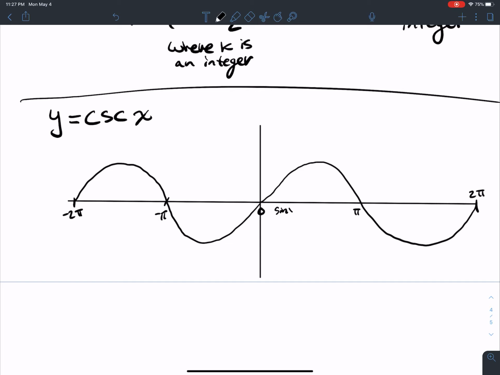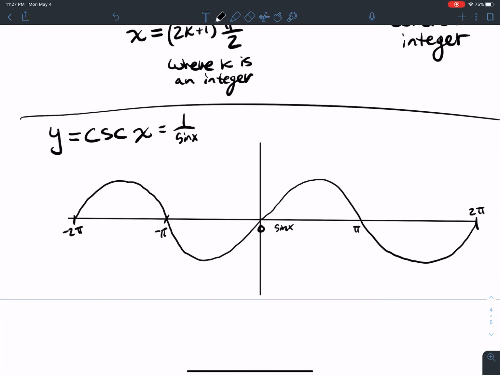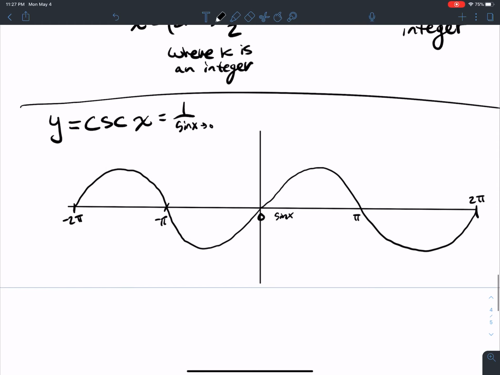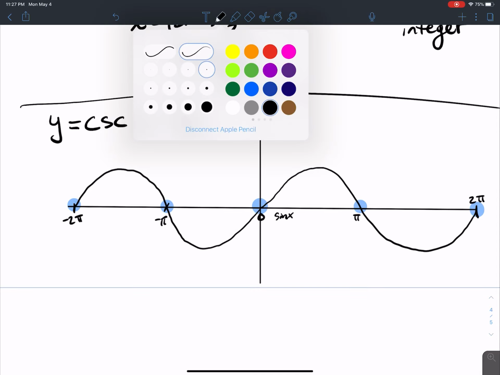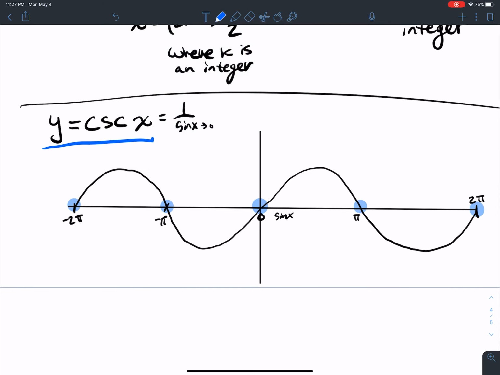Now, what do we know? This is 1 over the sine of x. So this is bad whenever sine of x is equal to 0, it's undefined. Those bad values occur at multiples of pi. So we know there are going to be vertical asymptotes here. We've got to avoid those places.